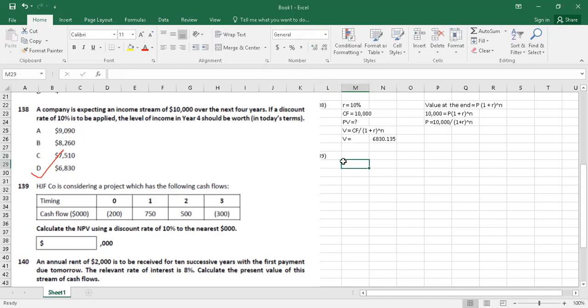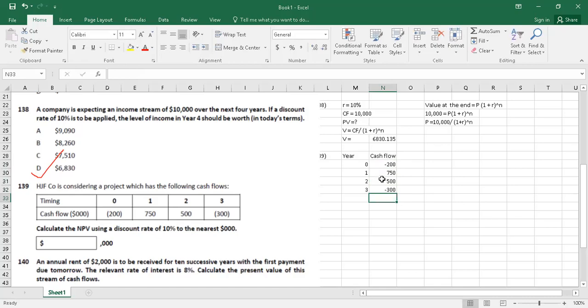See, we have the time periods given. Year starts from 0, 1, 2, 3. Then we have the cash flows. In year 0, it is a negative, minus 200. Otherwise, it is 750 positive. Then we have 500 positive. The last year, it is again negative 300. We need to find out the present value.